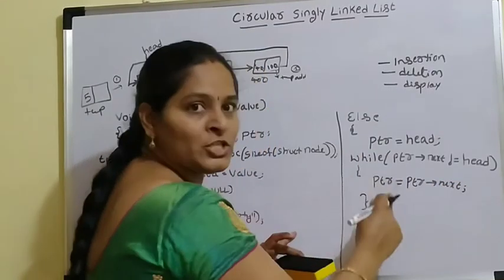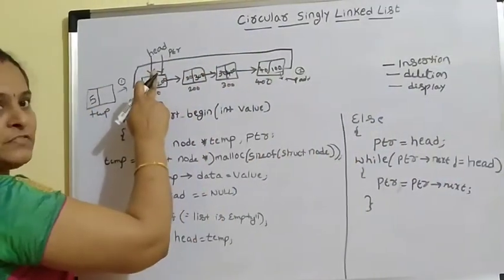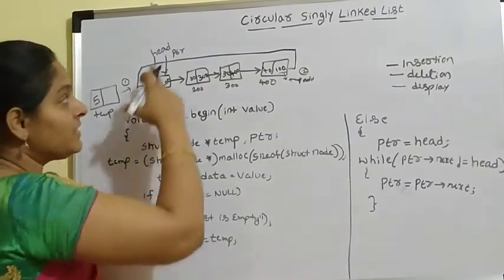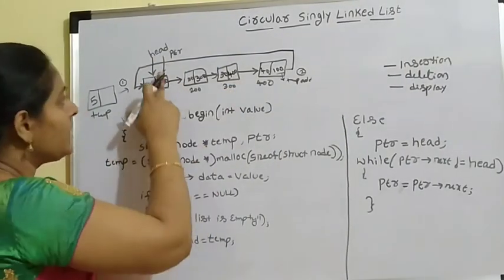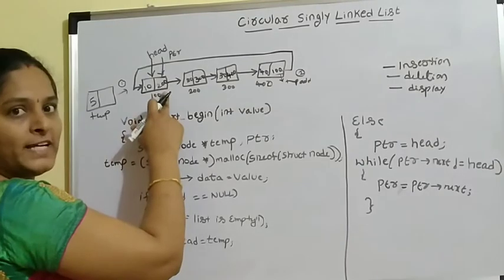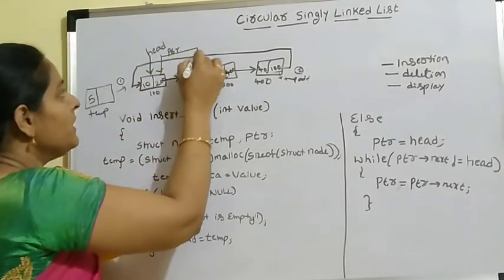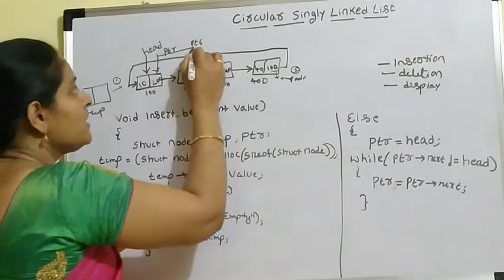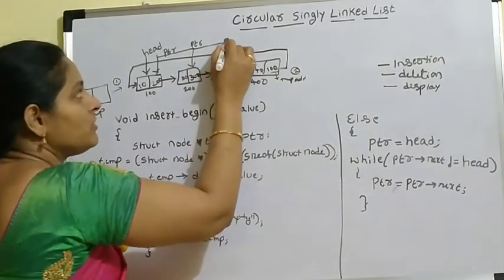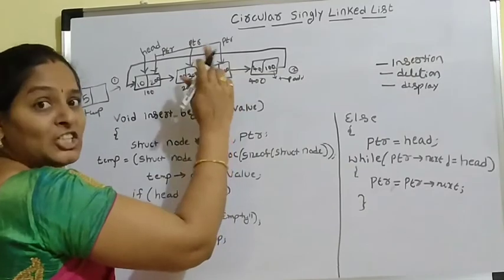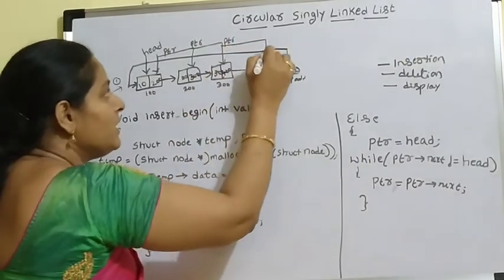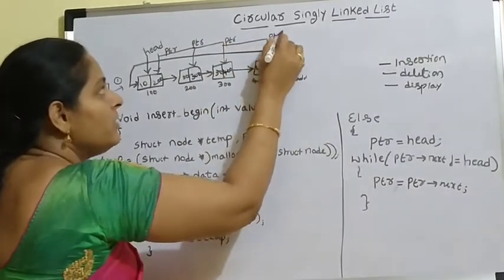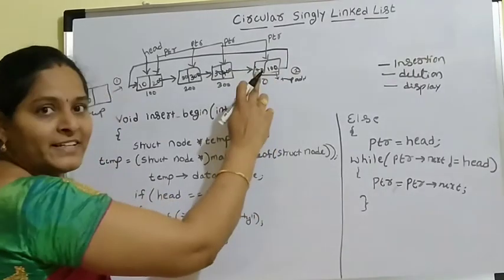See this logic once. Initially PTR is in the first position. Now I am verifying whether this node is the last node or not. PTR next is not the head address, so move PTR to the next position. Now PTR next is not head address, so move PTR to the next position. PTR next not head address, move PTR to the next position. Now here PTR next is head address.